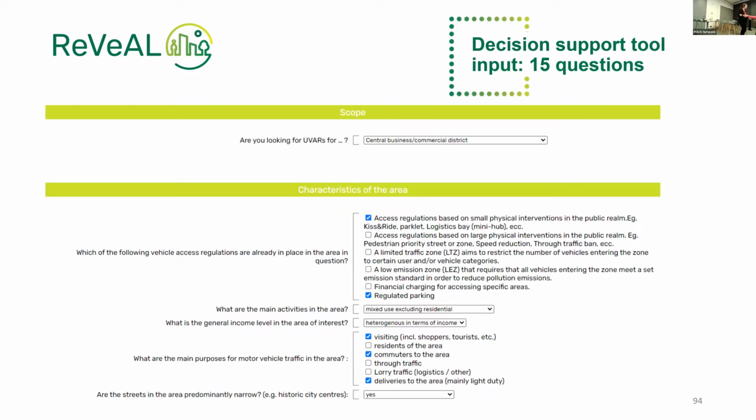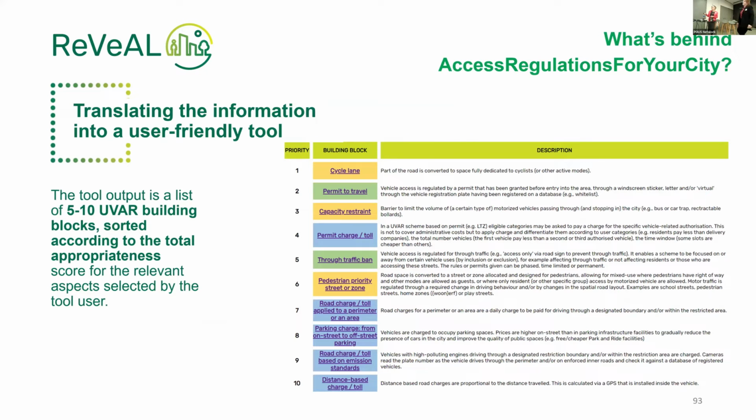Are those colors a priority? He was asking about the colors. Sorry, the colors: in the tool, in the upper part, the yellow ones are spatial interventions, the green ones are regulatory measures, and the blue ones are pricing aspects. Yes, and I will continue with that.